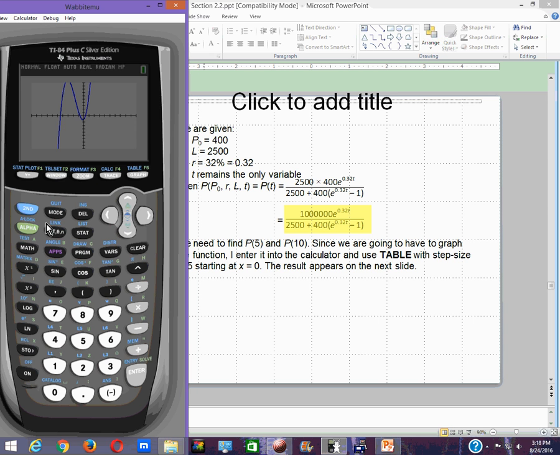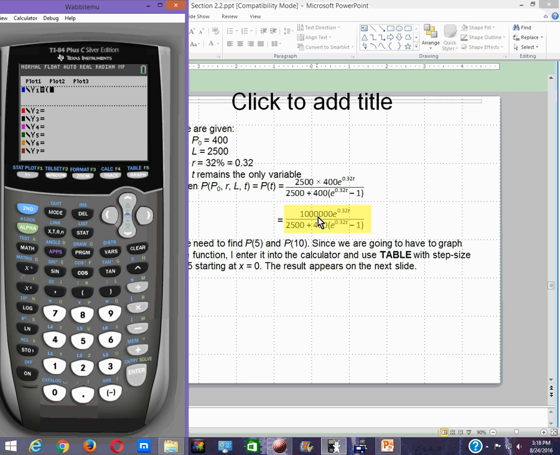So clear that out. Y equals, open my parenthesis. That's 1 followed by 6 zeros: 1, 2, 3, 4, 5, 6. Then second ln, my exponent 0.32t. Again, notice the calculator is calling it x. Get out of the exponent.